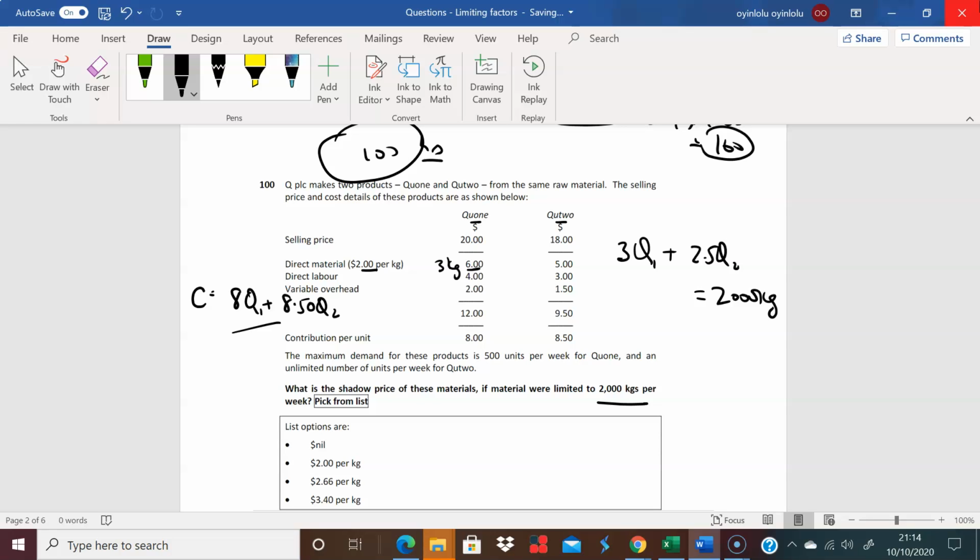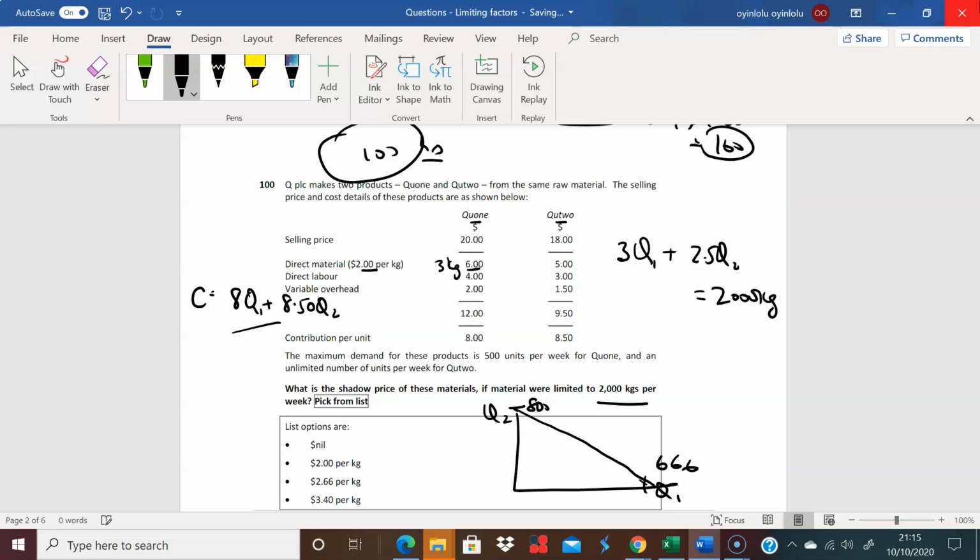Now, I think it's a good idea to just draw the graph and write Q1 here, use this as Q1 and use this as Q2, and just see what the graph would look like. If I was to use all the material for Q1, I'd be 2,000 divided by 3, which is 666. So that means I'd make 666 units of Q1, and I would make 2,000 divided by 2.5, which is 800 units of Q2. So I'd have a graph that looked like that.